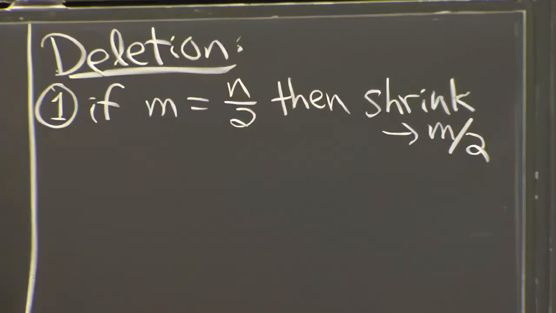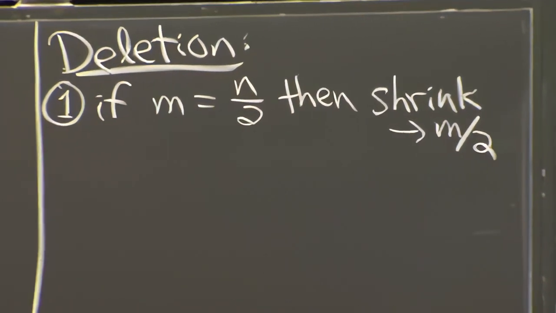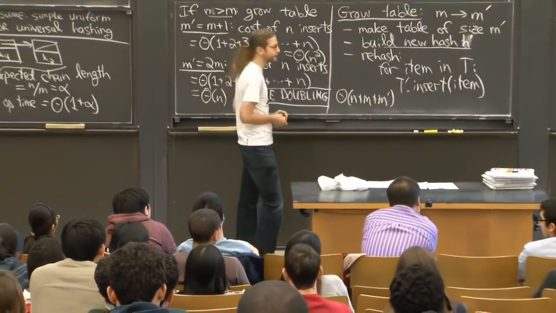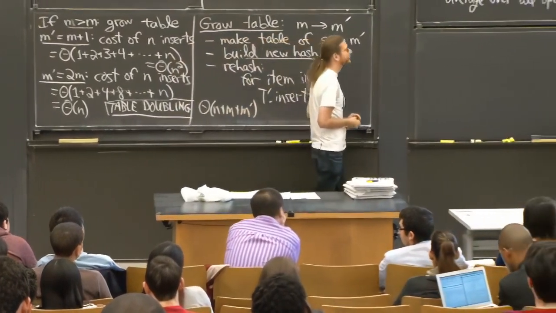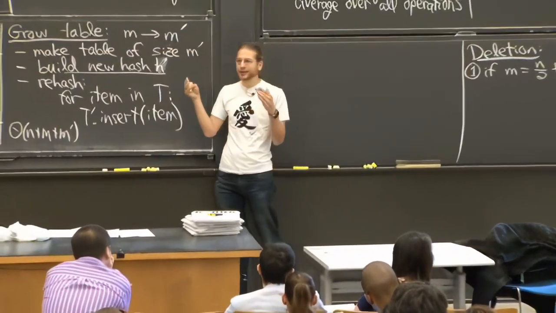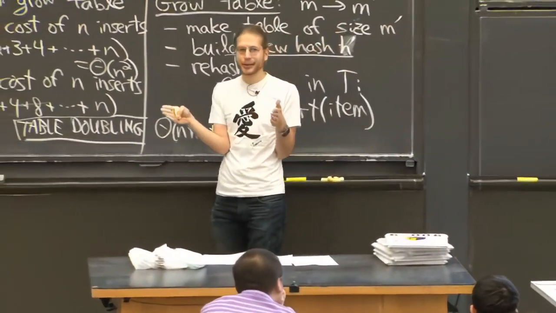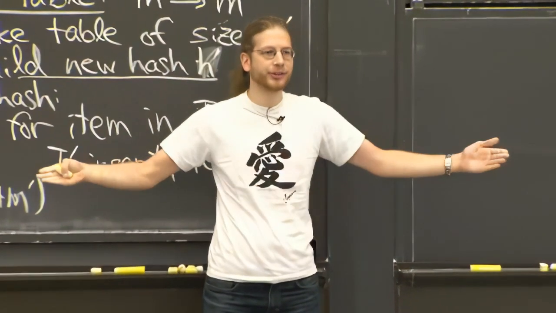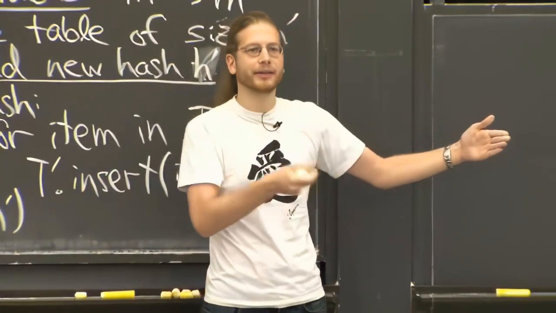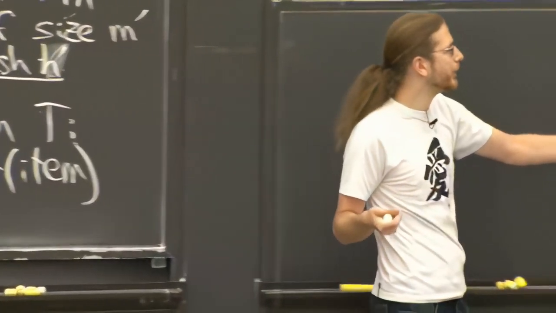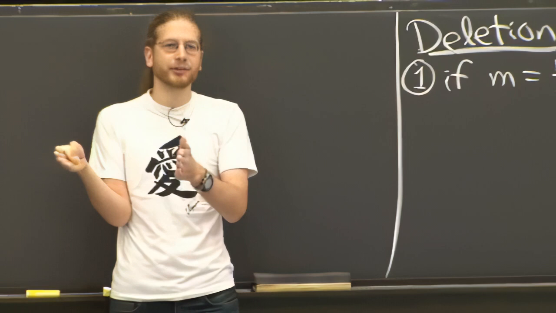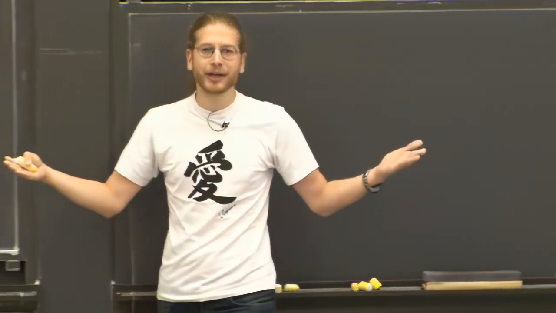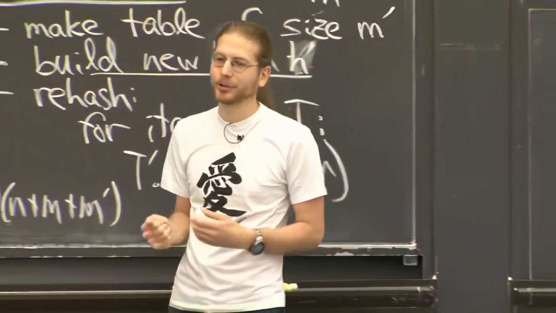OK. That's on the right track. Anyone see a problem with that? Yeah? If you're resizing when you're going from 8 to 9, you can go from 8 to 9, 9 to 8. Good. So say you have 8 items in your table, you add a 9th item, and so you double to 16. Then you delete that 9th item. You're back to 8, and then you say, oh, now m equals n over 2, so I'm going to shrink to half the size. And if I insert again, delete, insert, I spend linear time for every operation. So that's the problem.